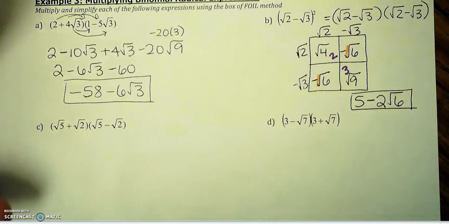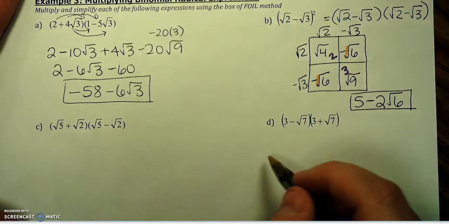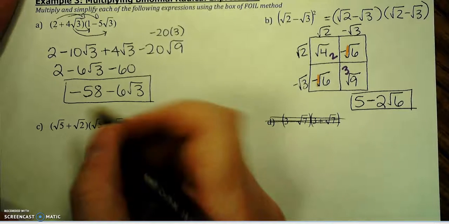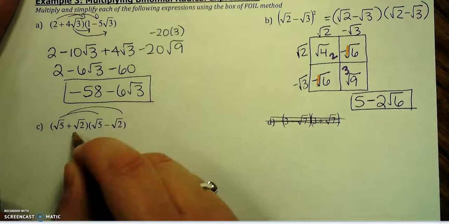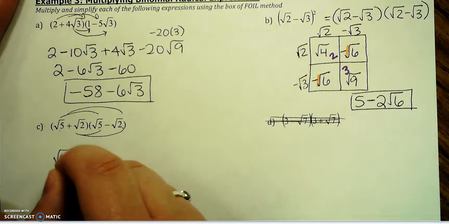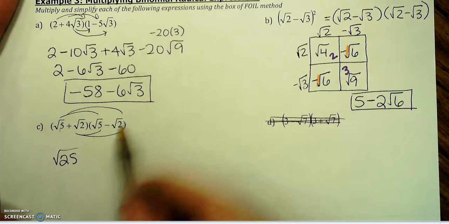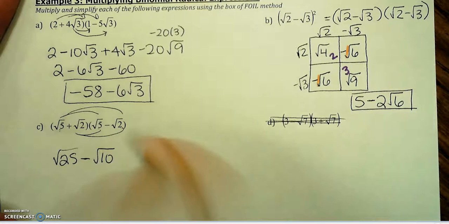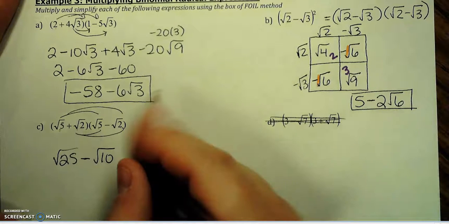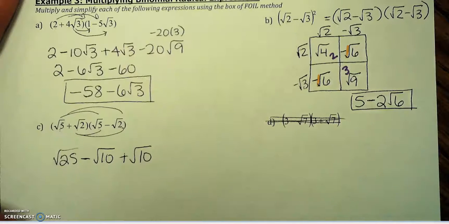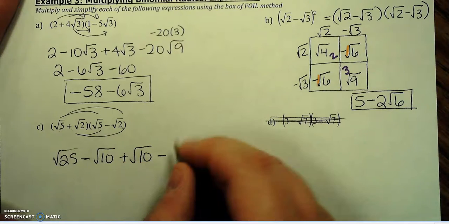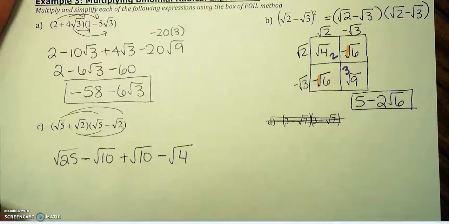Okay, and then I'm just going to do C on this last one because these guys are going to be really similar, and we're going to talk more about this on the back. So just to save some time here. If you prefer the box, do the box. I'm just going to do a FOIL real quick. So square root of 5 times square root of 5 is square root of 25. Square root of 5 times the negative square root of 2 is the negative square root of 10. And this one, positive square root of 2 times positive square root of 5 is positive square root of 10. And then on the end here, positive root 2 times negative root 2 is minus the square root of 4.